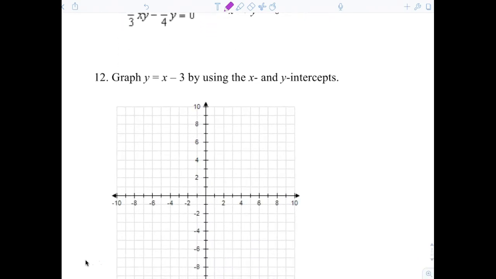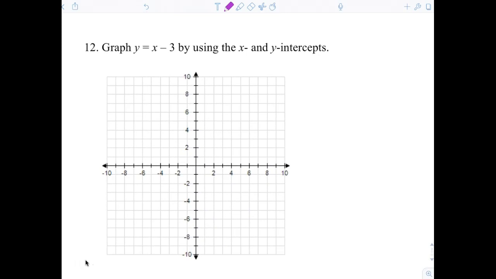All right, here we go. Now we're going to graph using the x and y intercepts. So if you recall, you're making your table here: x, y, 0, and 0. If the y value is 0, I get 0 equals x minus 3. So x equals 3, right? And if x equals 0, y equals negative 3. Everybody happy with that? All right, so now let's plot (3, 0) and (0, -3).